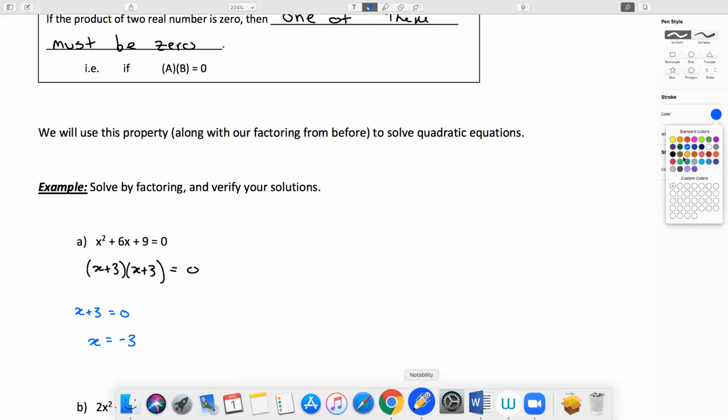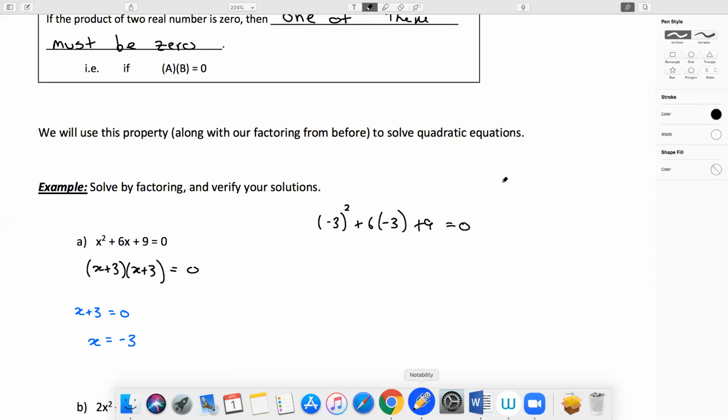It's a good idea to go back and double check that it actually works. We'll do this for a few of these. So we can take our negative 3 and plug it back into our equation. Negative 3 squared plus 6 times negative 3 plus 9 equals 0. It'll be 9 minus 18 plus 9 equals 0, or 18 minus 18 equals 0, or 0 equals 0. So what we did is we just verified that our solution works. So that's enough information for me to know the answer to this question is x equals negative 3.